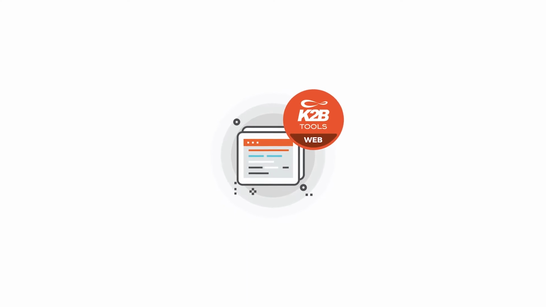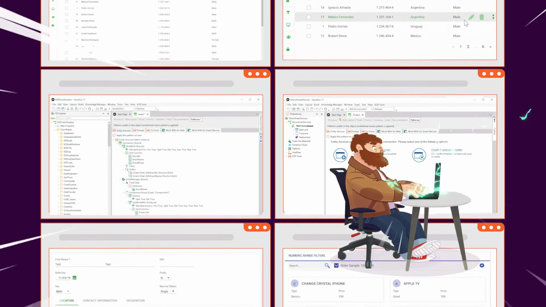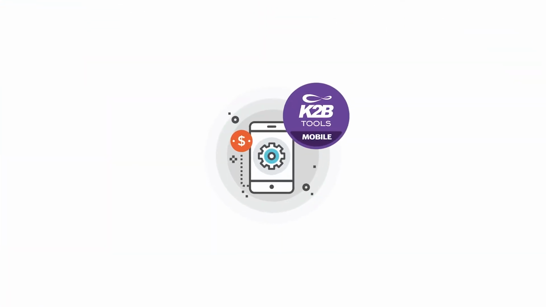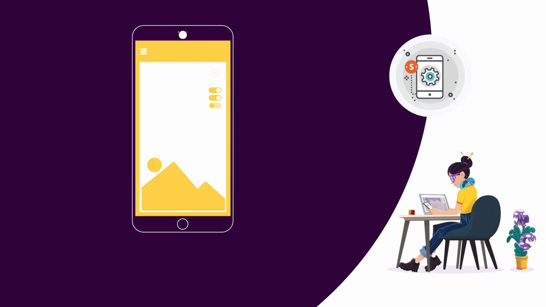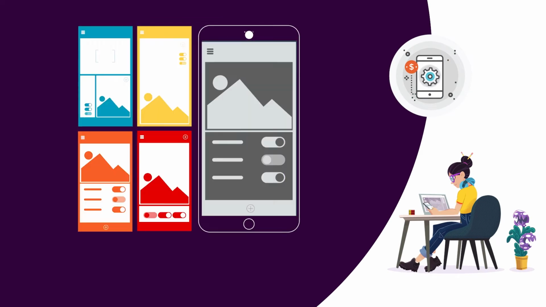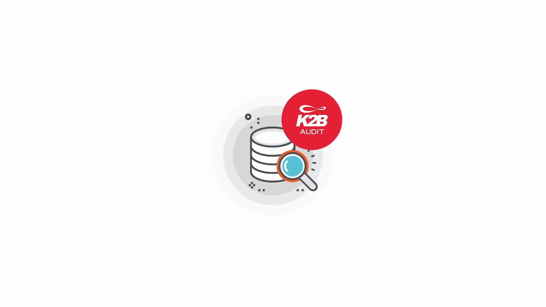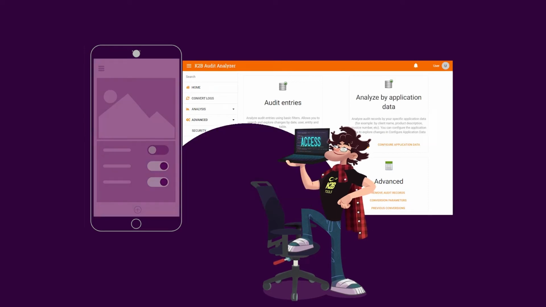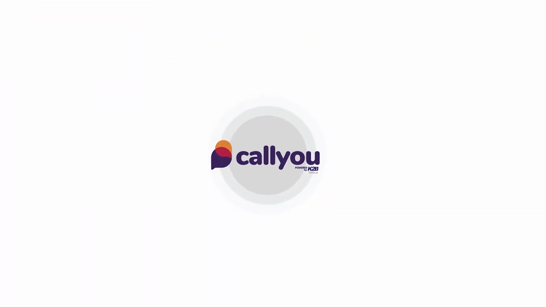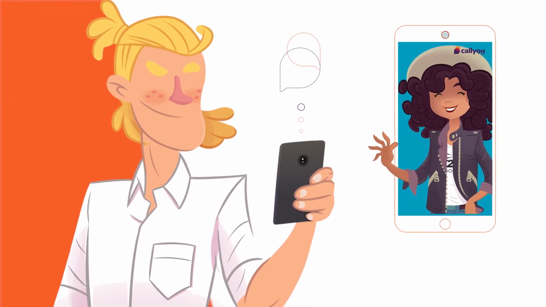K2BTools Web consists of a set of patterns and extensions which automate the creation of web applications in GeneXus. K2BTools Mobile allows GeneXus developers to generate native applications for all devices using predefined patterns and designs. K2B Audit is a transparent solution which leverages the process of auditing every update to an application and access to its data. K2B Call You is a component for the integration of video calls in any GeneXus application.